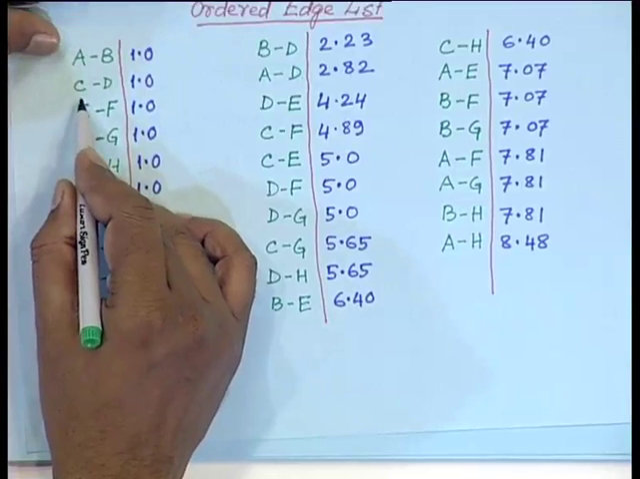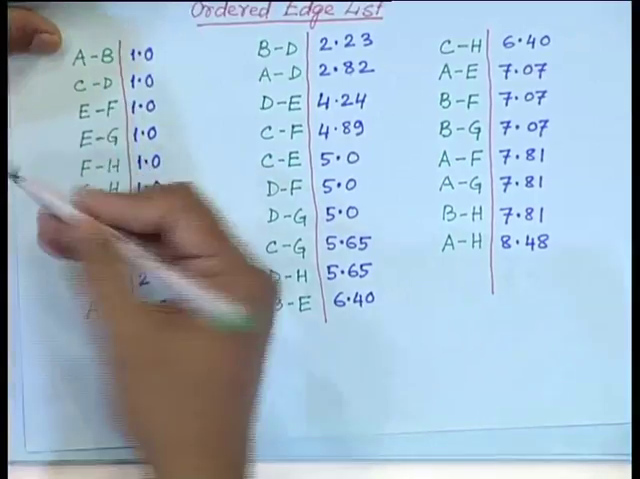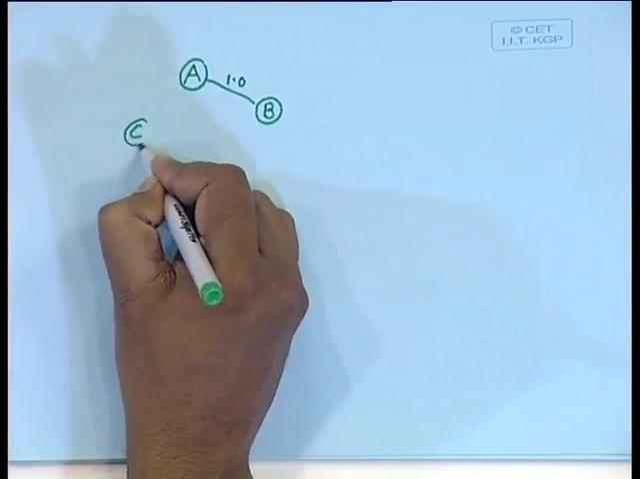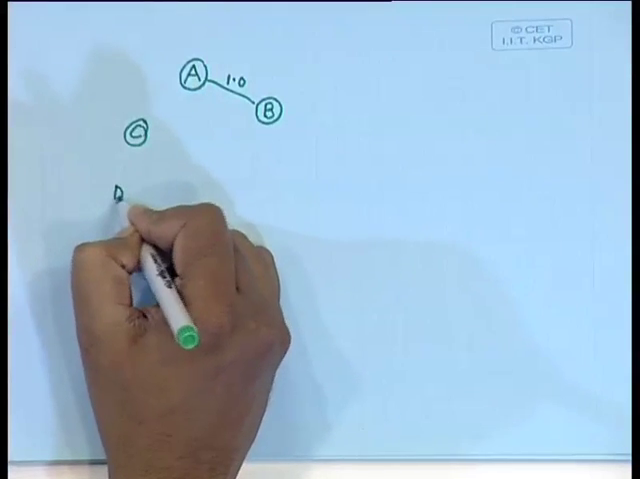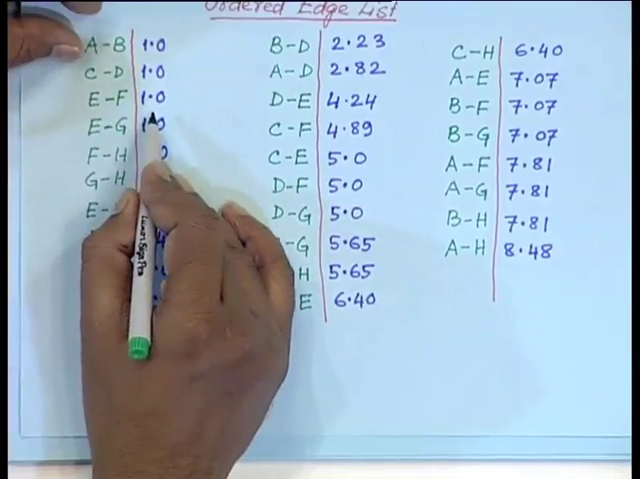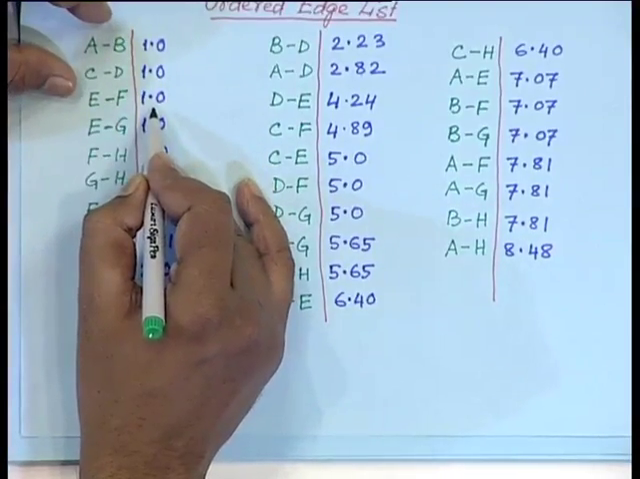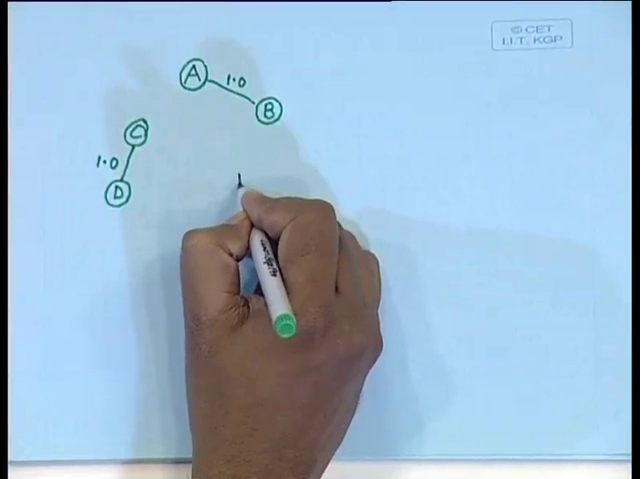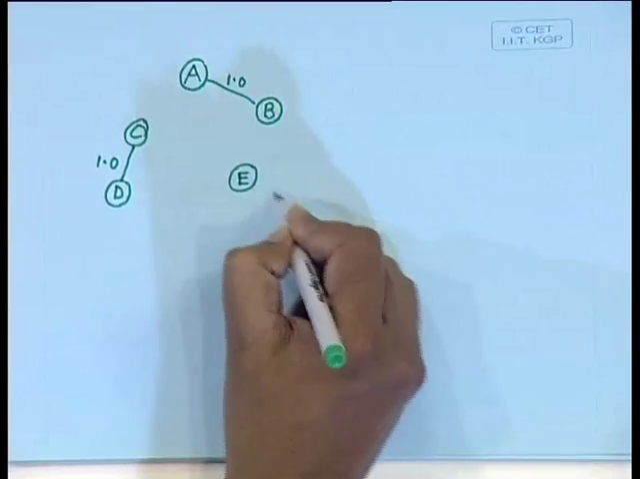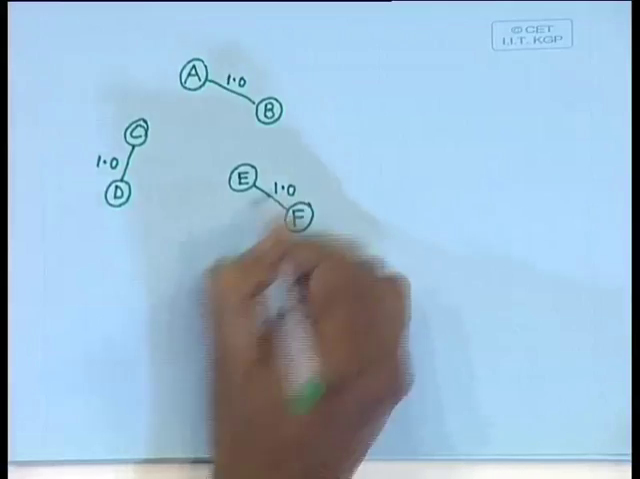The next edge is C D. You find that you do not have any common vertex. So, C D will form another tree, whose weight is also 1.0. Its weight is also 1.0. Okay. The next one is E F. Again, there is no common node of E F with A B or C D. So, this will be another tree. This edge, weight of this edge is also 1.0.